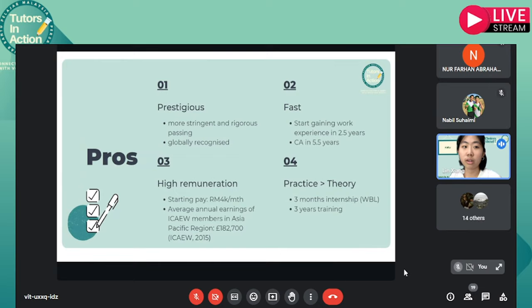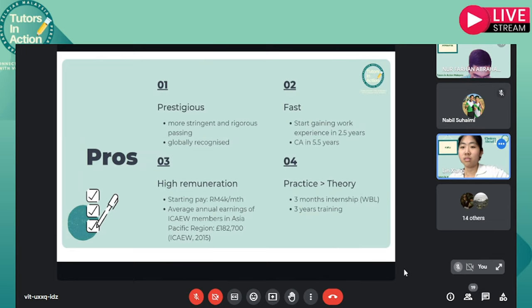And then next, ICAW is also a globally recognized program. It may not be quite patriotic for me to say this, but if you plan to work in Singapore after you've completed your program, if you're an ICAW, you get to go to Singapore and work straight away. But if you're ACCA, as far as I know, you have to complete some sort of exam to adapt you to the regulation environment of Singapore, something like that.